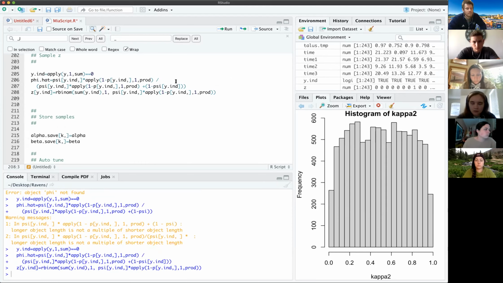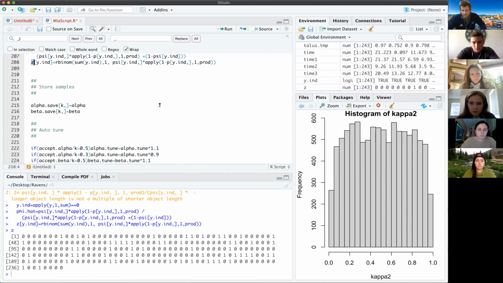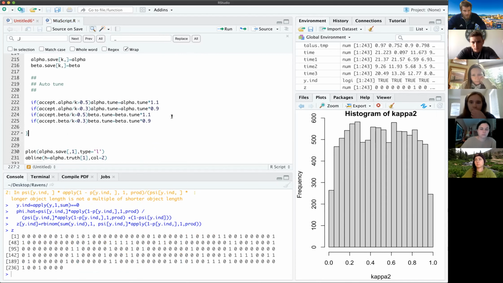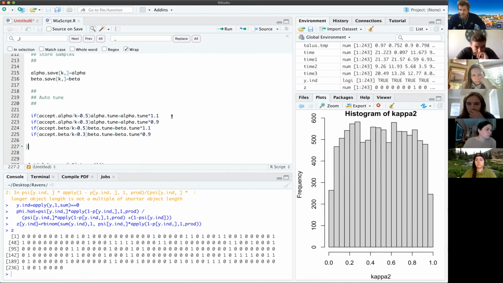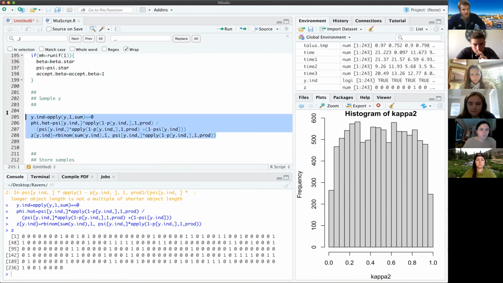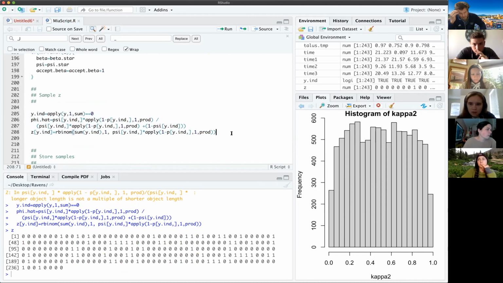Okay. And then we have our new z's. And that's it. Those are our 3 samplers that we have: alphas, betas, z's. The z's were new. We didn't work out the conjugate distribution of the posterior by hand, but take my word for it, this is it.